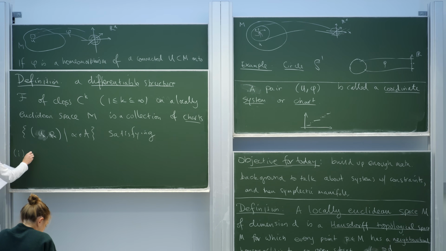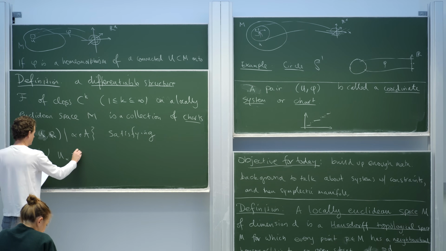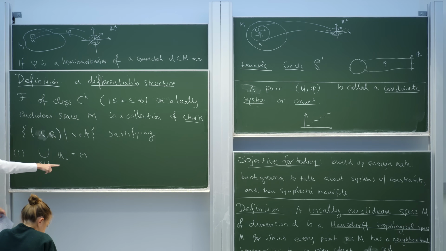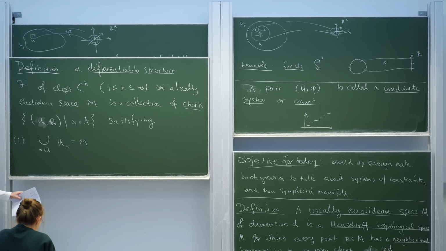So condition 1, well, nothing's missed out. This is the simplest possible requirement we could have of a bunch of charts. Every point in M appears in at least one chart. So we're not going to miss out any points. That's a really mild thing to require of a bunch of coordinate systems, that at least we can assign coordinates to every point, maybe not in every coordinate system, but at least in one coordinate system.